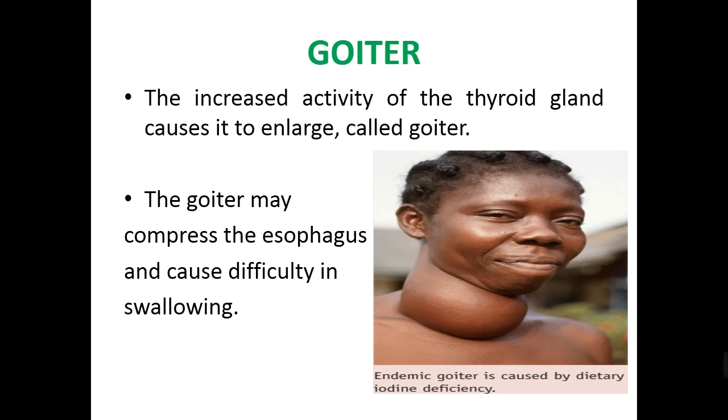If you look to this picture of a young lady, you will see abnormally enlarged tumor in her neck. Increased activity of thyroid gland can cause it to enlarge. This enlargement of thyroid gland is called goiter. The goiter may compress the esophagus and cause difficulty in swallowing.